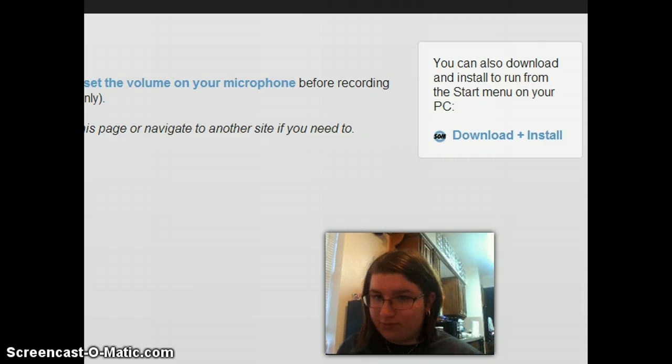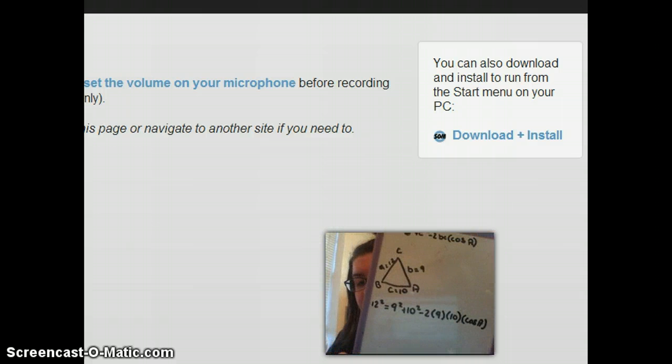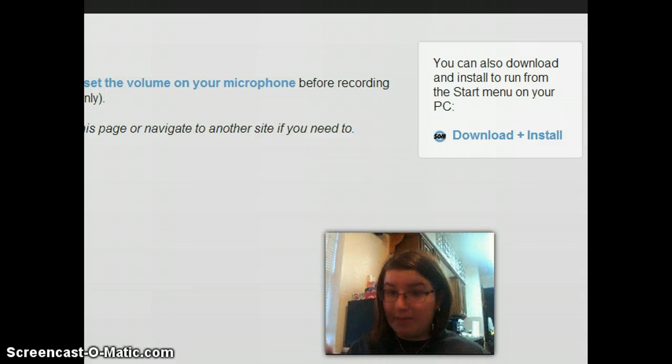The only difference now is that we do not have an angle measure. That is what we're solving for. So we don't put anything for cosine A. We just leave it at cosine A. So your problem should look like that. If it does not, you're not paying attention.